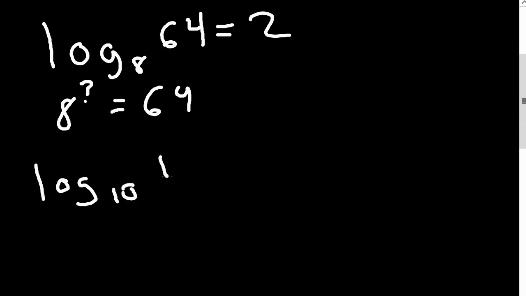Let's do more problems. So here we have logarithm base 10 of, let's say, 10,000. So how many times do we have to multiply 10 by itself to get to 10,000? We can just count the amount of zeros: 1, 2, 3, 4. So 10 to the 4th is equal to 10,000. So our answer is 4. So logarithm base 10 of 10,000 is equal to 4. Let's do 2 more examples.